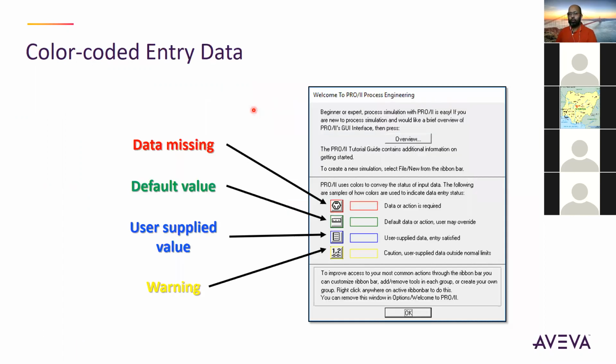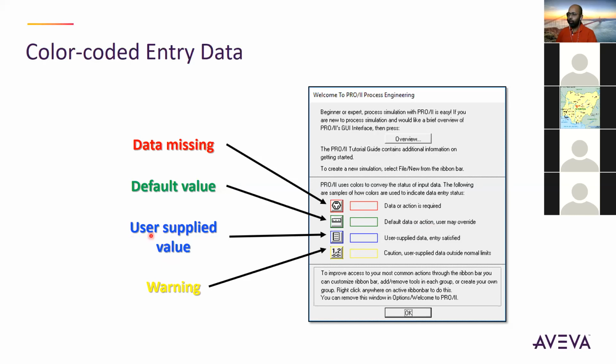The next thing that we need to know as an intro before we can jump into the demo and how the simulation is built is the color codes we have. If you see any button which has got a red border to it, or any data entry box which has got a red border to it, it means that data or action is required on this particular box or button. If you see a green border or a green colored box, then it means that there is some default data which is already there. And if you do not provide any more information, that's fine. So Pro2 can still run the simulation.